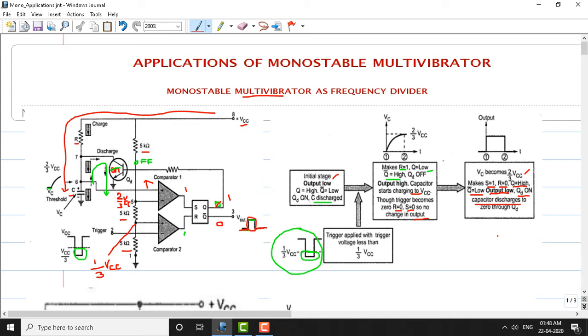Now we will take up a specific application of this monostable multivibrator, namely the frequency divider. Let us see how we can use the monostable multivibrator for the frequency division application.